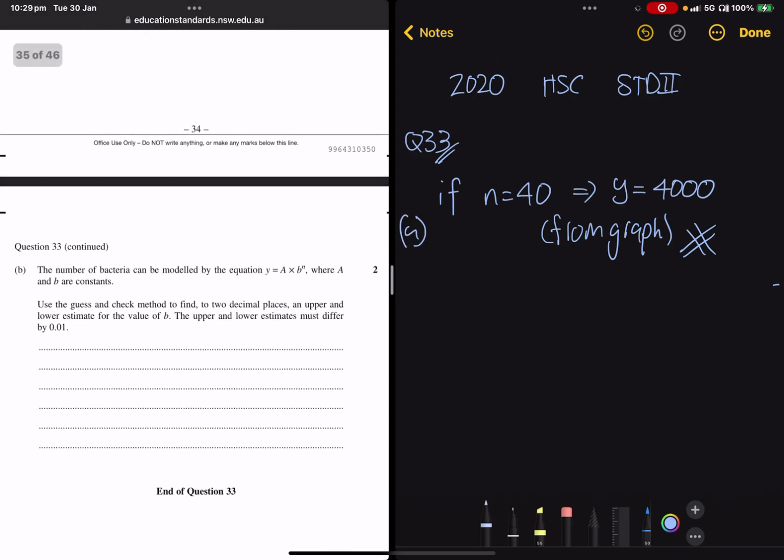Now part B says the number of bacteria can be modelled by the equation y is equal to a times b to the n, where a and b are constants. Use the guess and check method to find to two decimal places an upper and lower estimate for the value of b. The upper and lower estimates must differ by 0.01. So we need to guess and check.